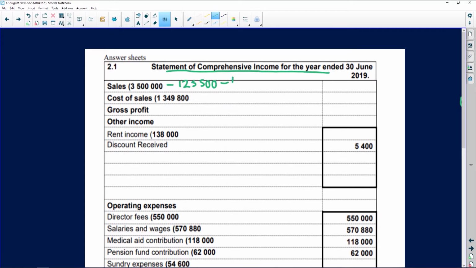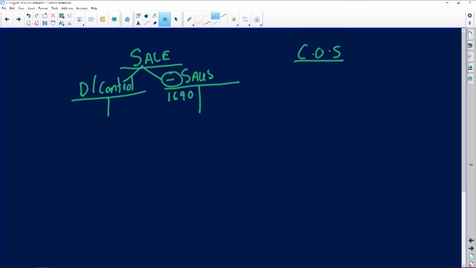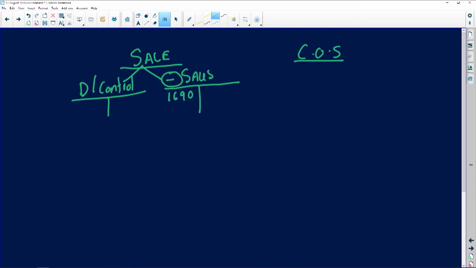So in my income statement, I am now subtracting a further 1,690. Okay, debtor returning the item, the sale needs to be cancelled. Now, when I cancel a sale, automatically I've got to do the same to cost of sale. Remember, if there's no sale, there is no expense cost of sales. So cost of sales also needs to be cancelled.